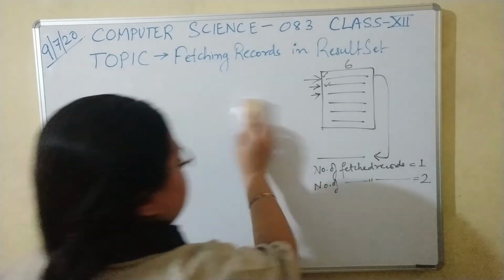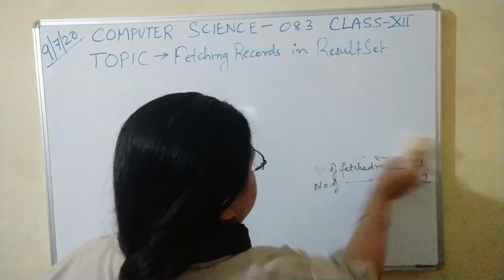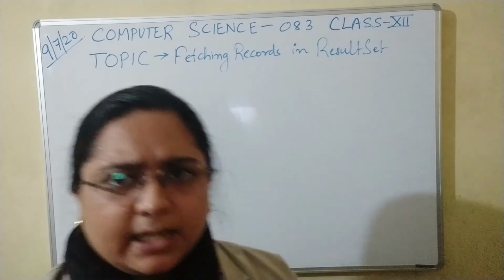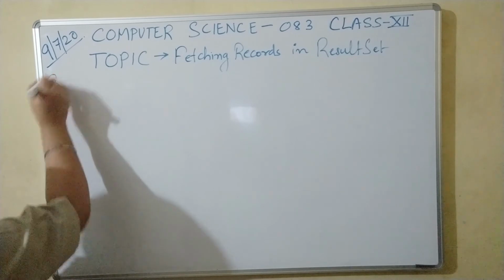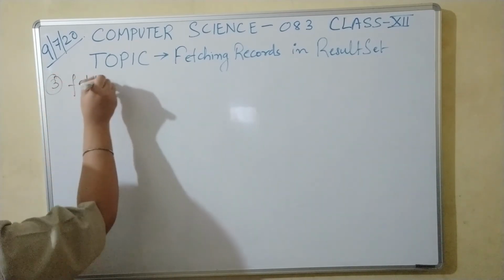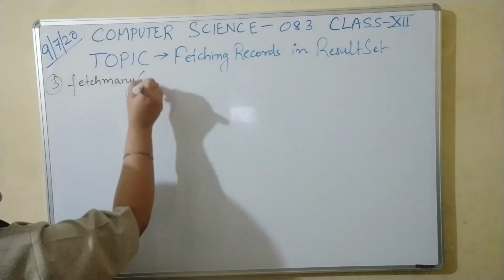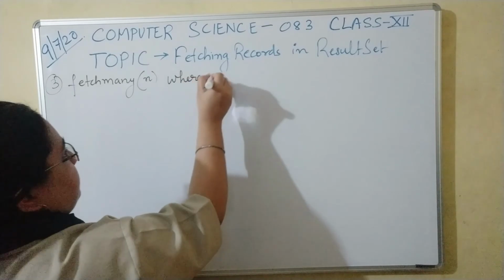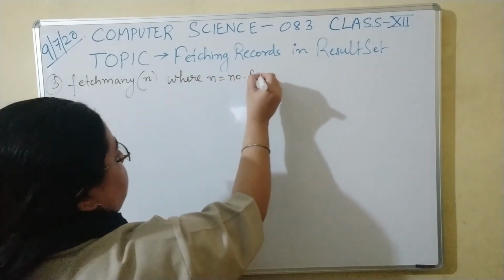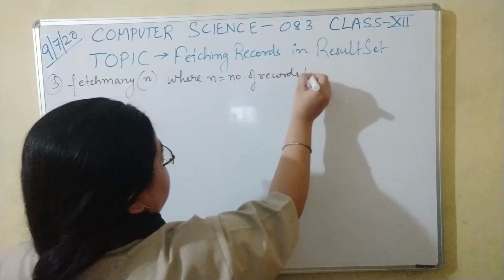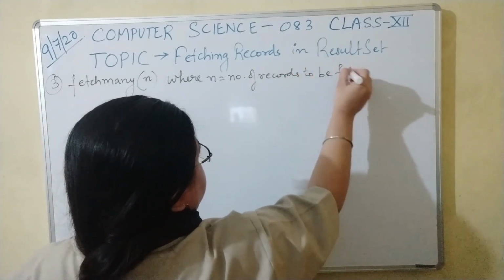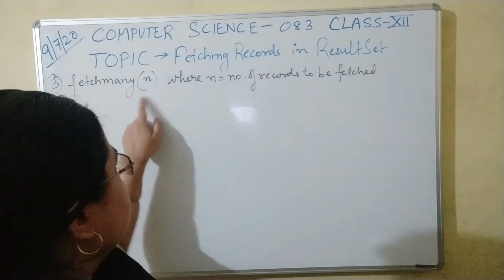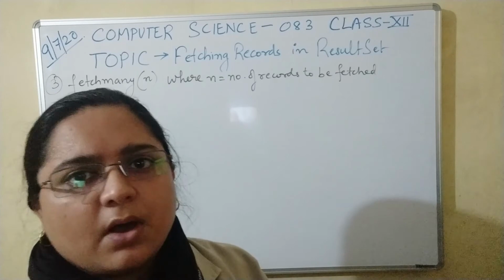Now next is fetchmany. Fetchmany also works like fetchall. The only difference is it doesn't fetch all the records. It fetches the first n number of records. So we have fetchmany, and here we need to provide n, where n is the number of records to be fetched. So how many records you want, you can specify within n and fetch that many records.